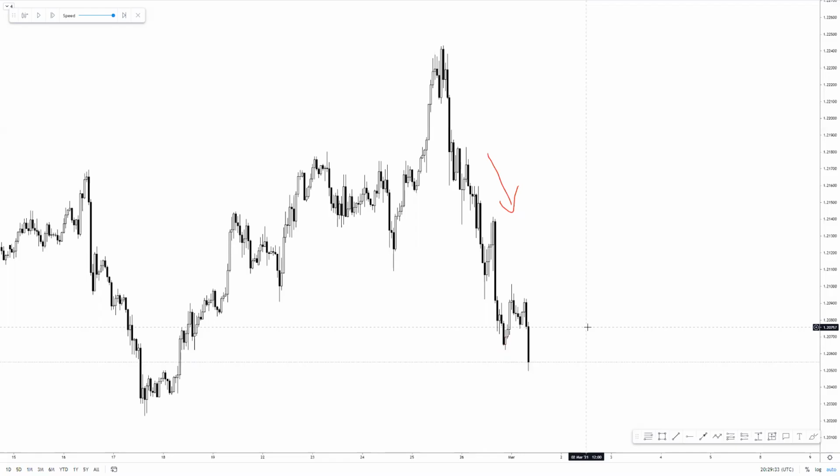This was aggressive. Look at the amount of time this took to climb higher compared to the amount of time this has taken to basically take out all this liquidity. We're not surprised. We know what this mitigated. We know there was liquidity for lower prices. This is all liquidity for lower prices.